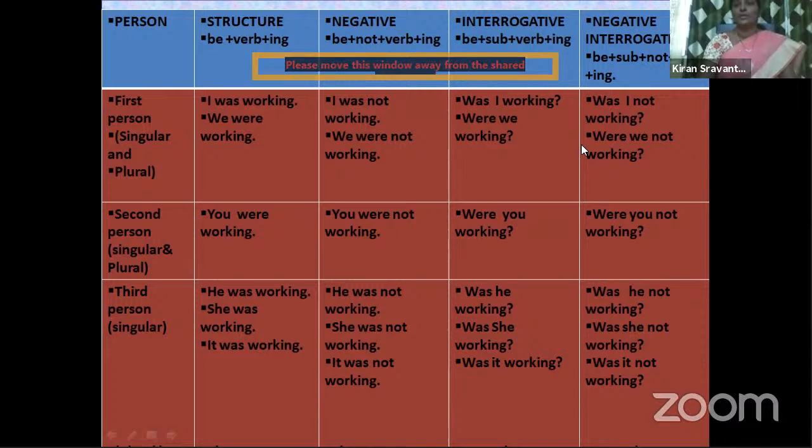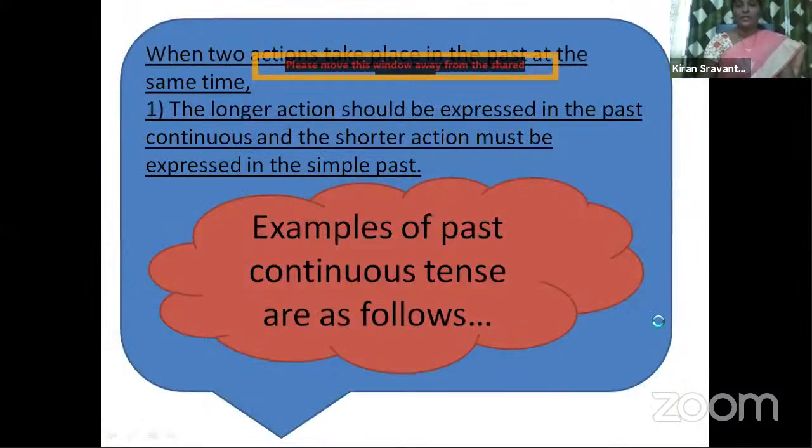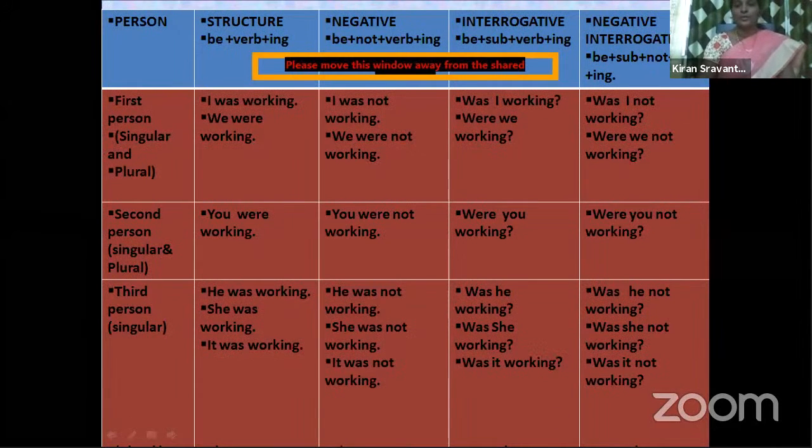And coming to the negative interrogative, was I not working? Were we not working? Then coming to second person, were you not working? And third person singular, was he not working? Was she not working? Was it not working? And the plural will also be there. Here it has been cut. So here, were they not working? So that is the plural form.